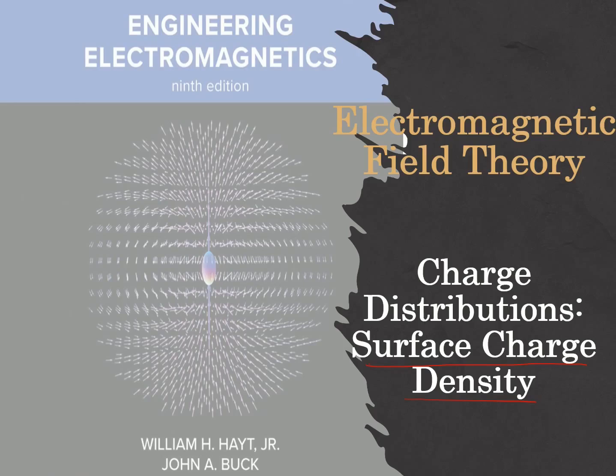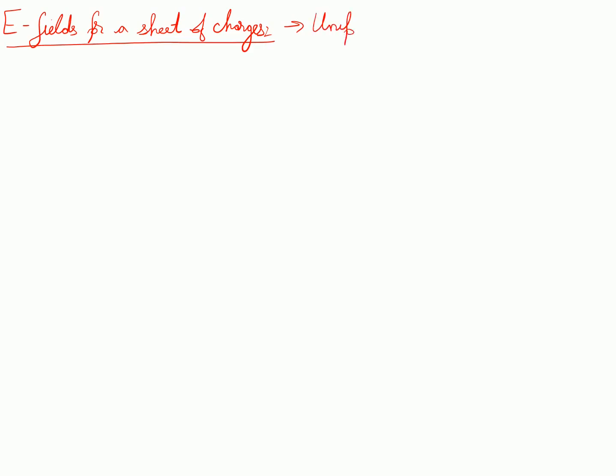So let us begin our discussion for field of sheet of charges, or how we find the electric field for a sheet of charge. So this is a configuration which is having many names. One is to find the fields on a sheet of infinite charges. Another name associated with this is uniform sheet density, and its famous name is surface charge distribution.